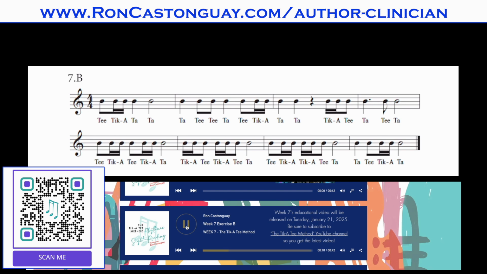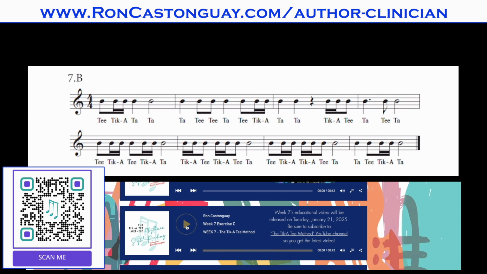One, 2, 3, 4. Tee, Tik-A, Ta, Ta, Ta, Tee, Tee, Ta, Tee, Tik-A, Ta, Ta, Tik-A Tee, Ta, Tee, Ta, Tee, Tik-A Tee, Tik-A, Ta, Tik-A Tee, Tik-A Tee, Ta. Tik-A Tee, ta, ta, tee, Tik-A ta. And there you have it.